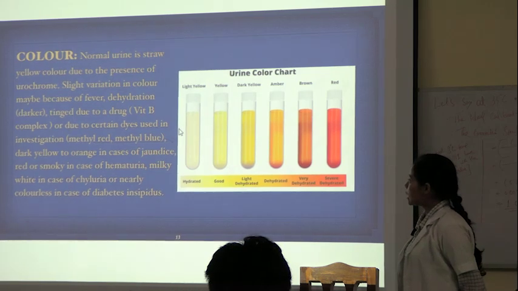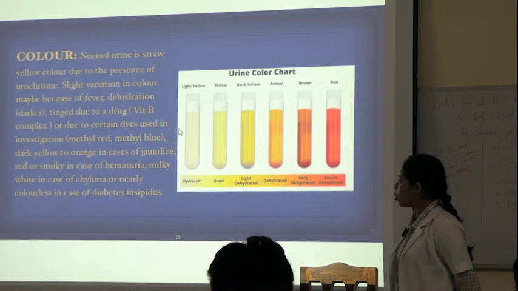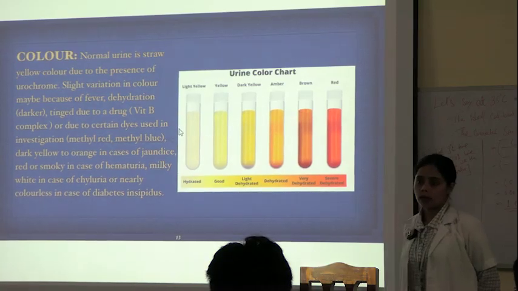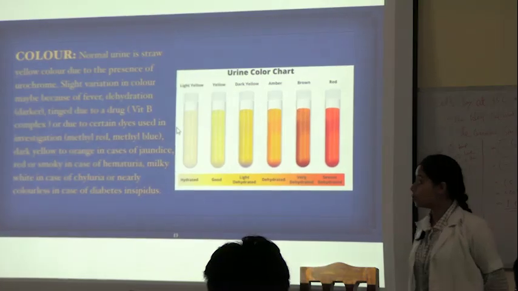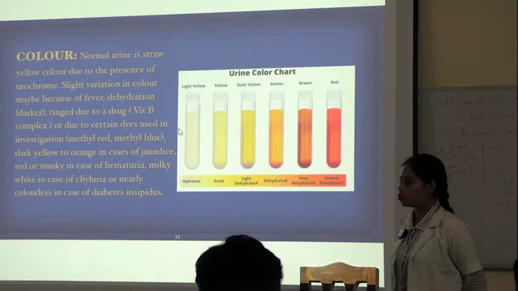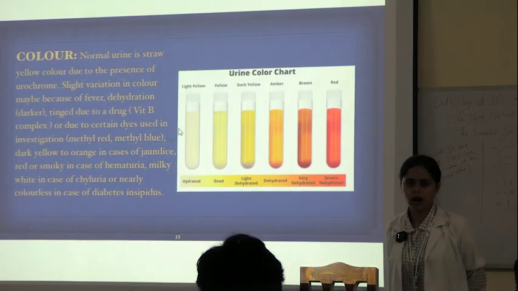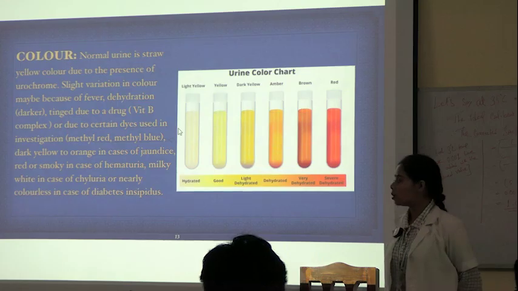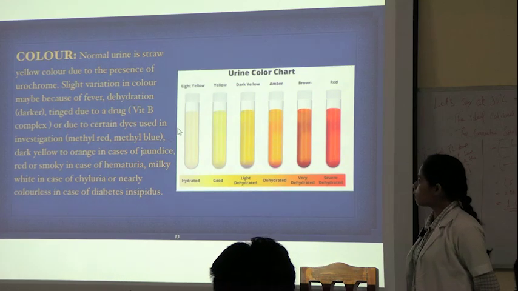Dark yellow to orange in cases of jaundice, red or smoky in cases of hematuria. Why is it red or smoky in case of hematuria? Presence of RBCs, red blood cells. That's why. Milky white in case of chyluria.